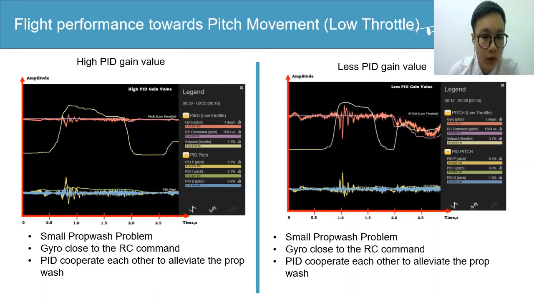For the pitch axis, the same result is found, where the high PID value has a smaller prop wash problem compared to the low PID value, which has a very serious prop wash problem. The integral and the proportional here assist each other to decrease the prop wash problem, and the derivative is also avoiding the overshoot problem. On the other side, the integral and the derivative obviously did not assist the proportional in balancing the drone, and only increasing the proportional parameter was unable to eliminate the error and it keeps oscillating.